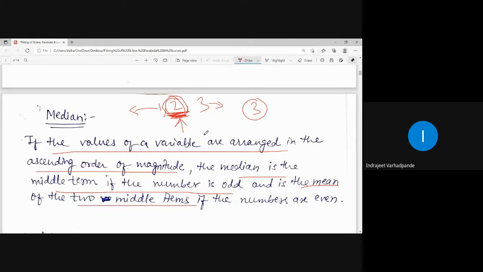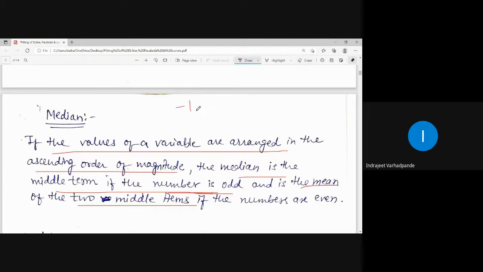So what will be the median of this particular set of observations? 2 will be the median for the given set of observations when the number is odd. Now when the number is even, when the same observations are taken but the number of observations is even.